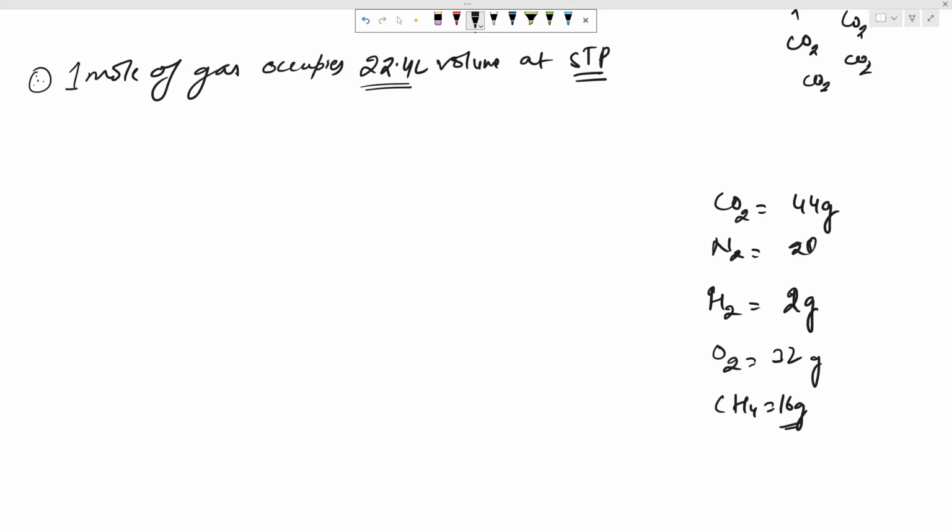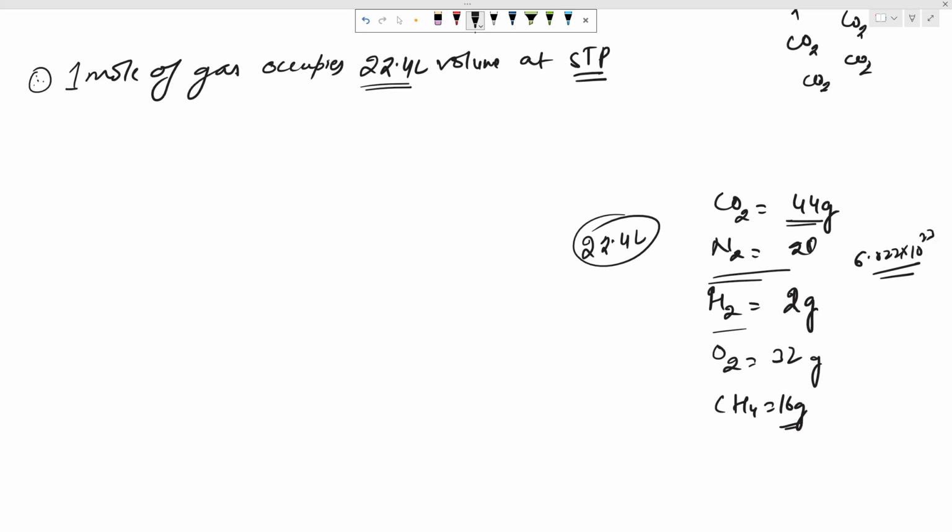They all are 1 mole, this is 1 mole, this is 1 mole, because it is equal to 1. So 1 mole means 6.022 × 10^23 particles. All of these 6.022 × 10^23 particles will occupy 22.4 liters of space.